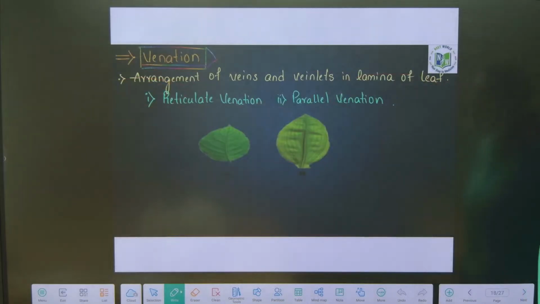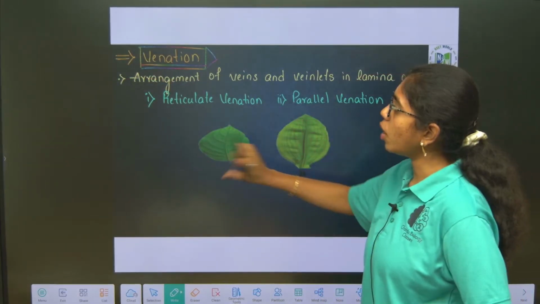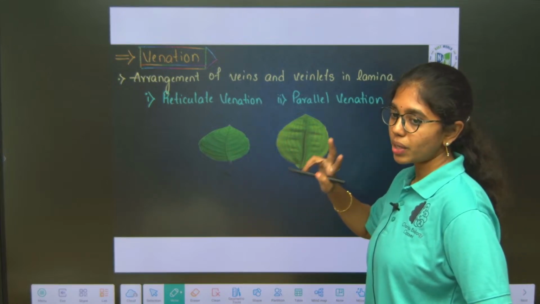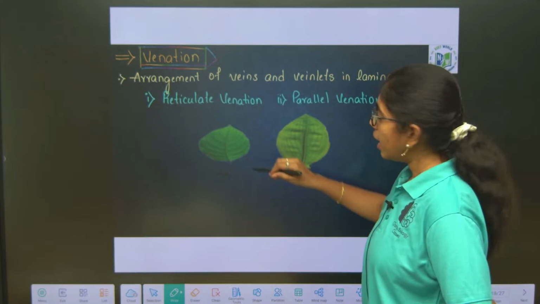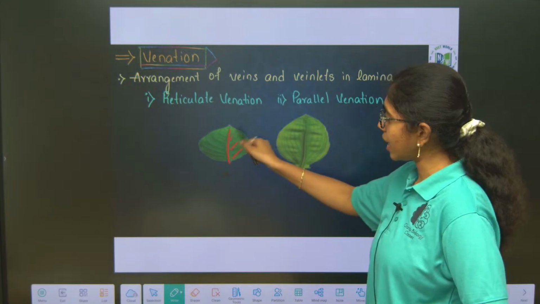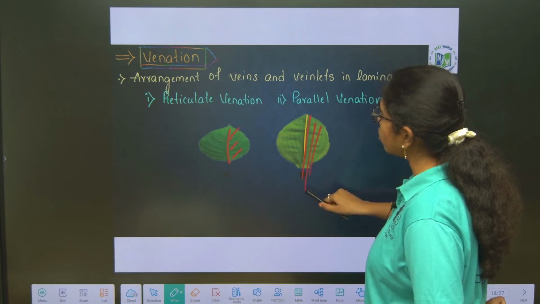Fine, right. Next, venation. Arrangement of veins and veinlets in the lamina of the leaf, this is venation. You can see two types of venation, one is reticulate and the other is parallel. In reticulate venation, at the center one midrib will be there and lateral veins are arranged like this, whereas in parallel venation all the veins are parallel to each other.